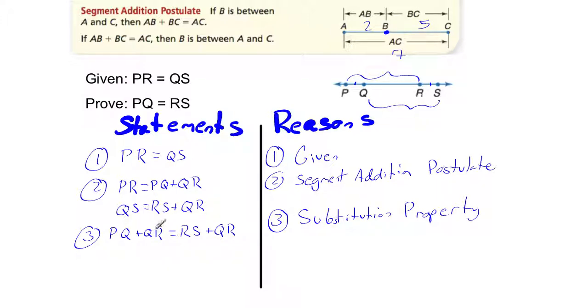Now if I have QR and QR on both sides, what if I subtracted them from both sides? If I subtracted QR from the left, I'd be left with PQ. If I subtracted QR from the right, I'd be left with RS. And I could do that because of the subtraction property. PQ is equal to RS, that's what I wanted to prove, so I'm finished with my proof.